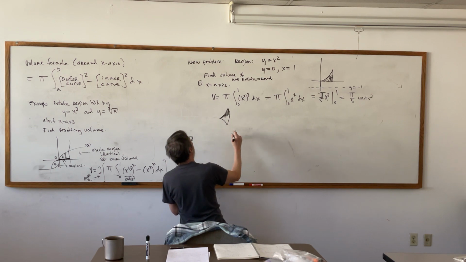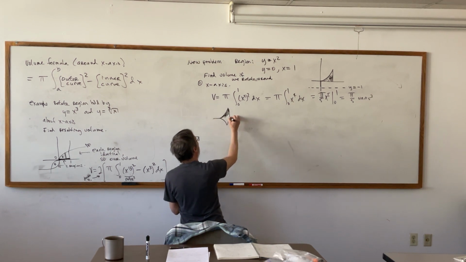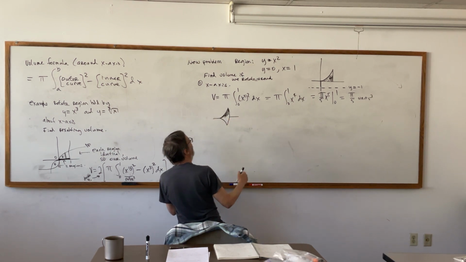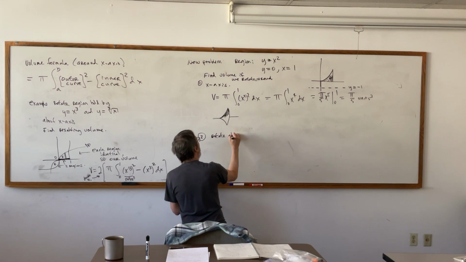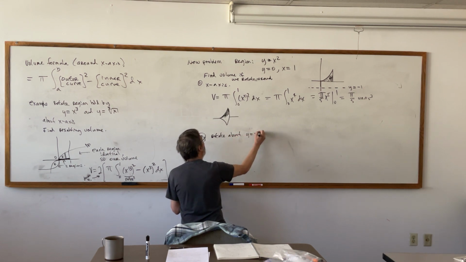Yeah, I don't know. That's kind of shitty. There's the line. There's the rotational axis. So that's this one. The second one I'm going to say is rotate about y equals -1.